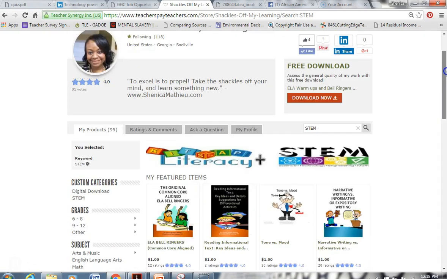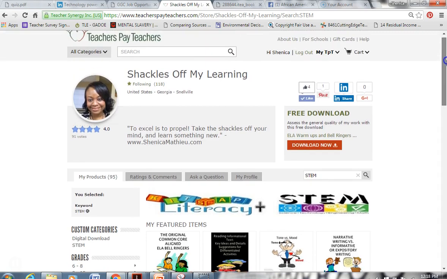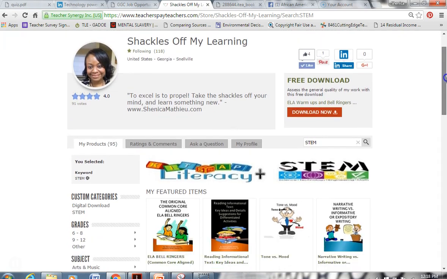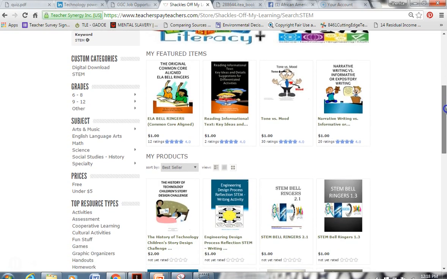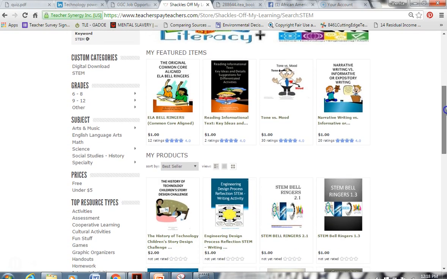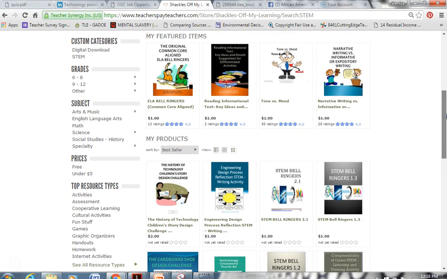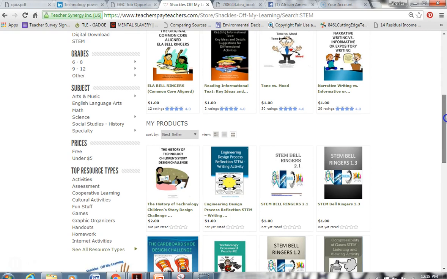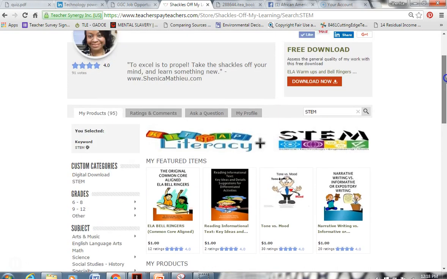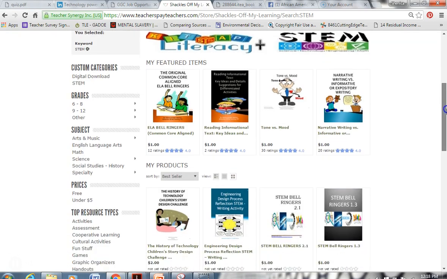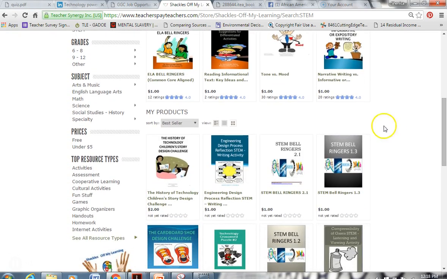But prior to teaching engineering and technology, I taught English as a second language, so that's totally different. But engineering and technology is something that can be applied in pretty much every subject, whether it's literacy, history, of course, science and math. So anyway, each morning when my students come in, they start off with the bell ringer. So let me show you real quick the bell ringers.